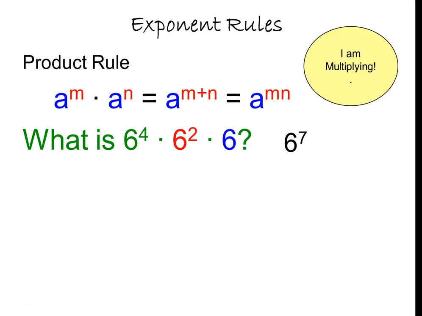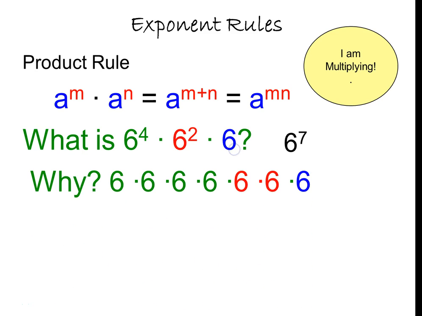Well, maybe you can't see it that well, so let's try this. We have 4 6s, we have 2 6s, and we have another 6. So how many 6s do we have? We have 7.